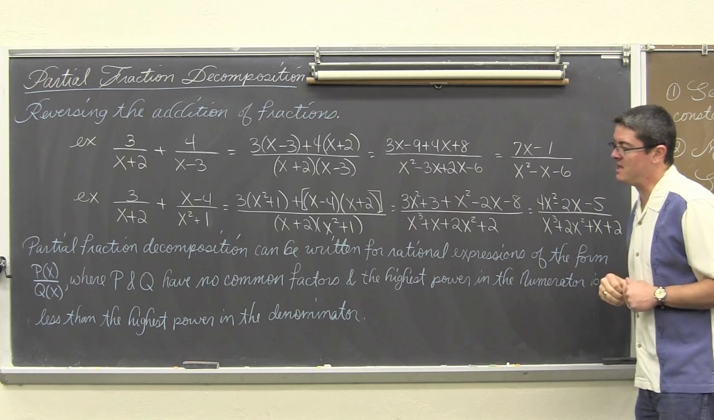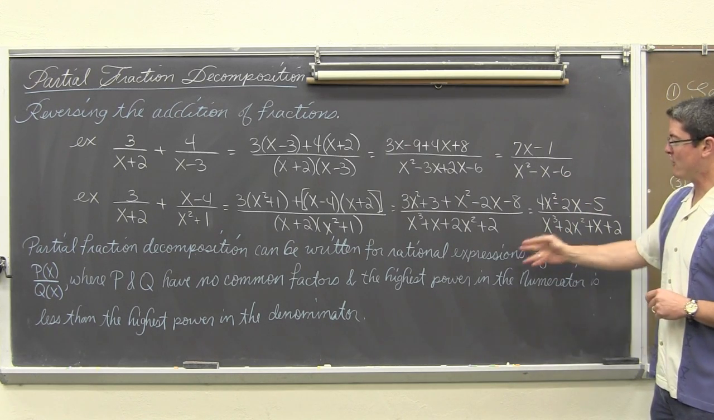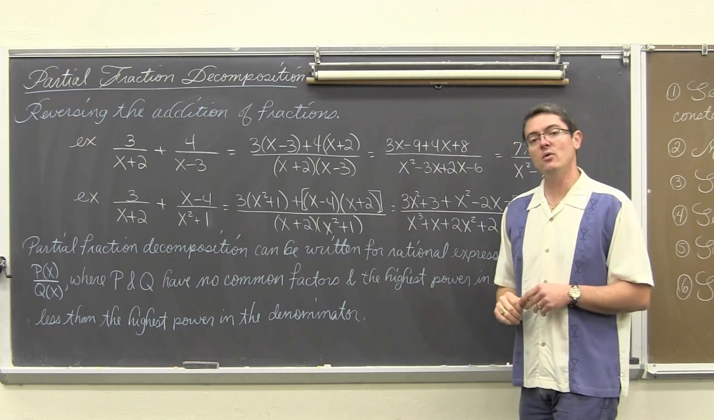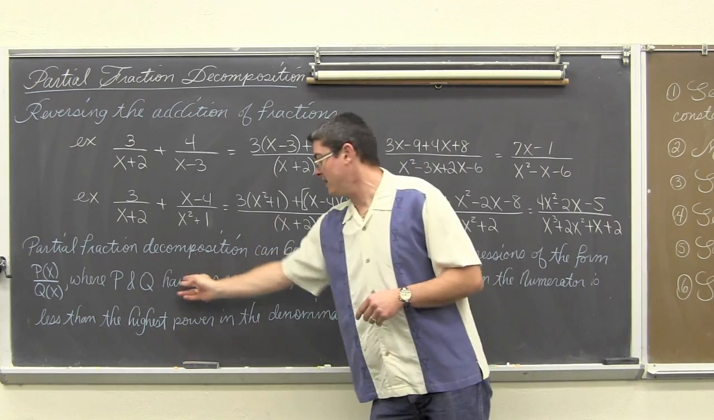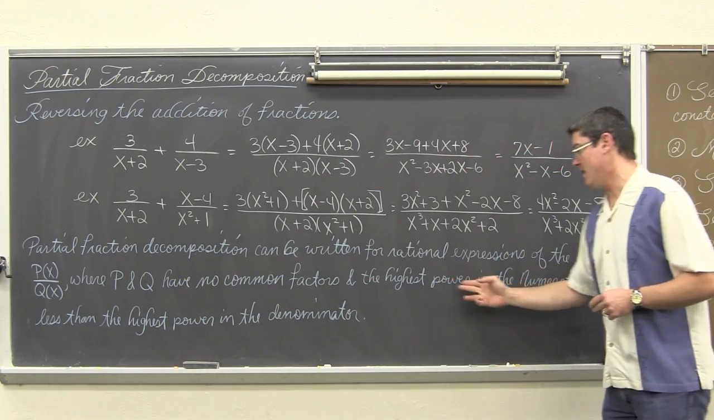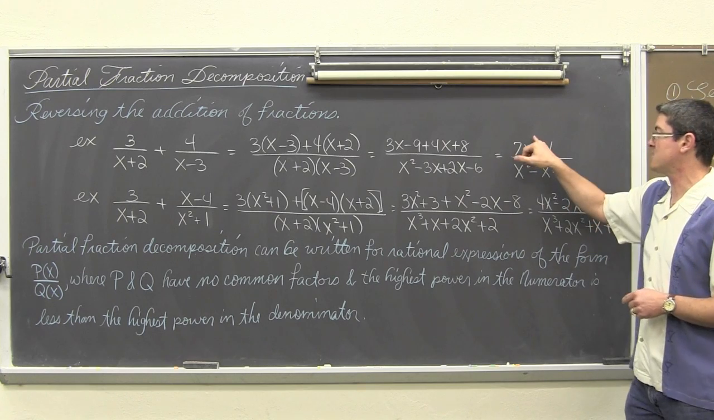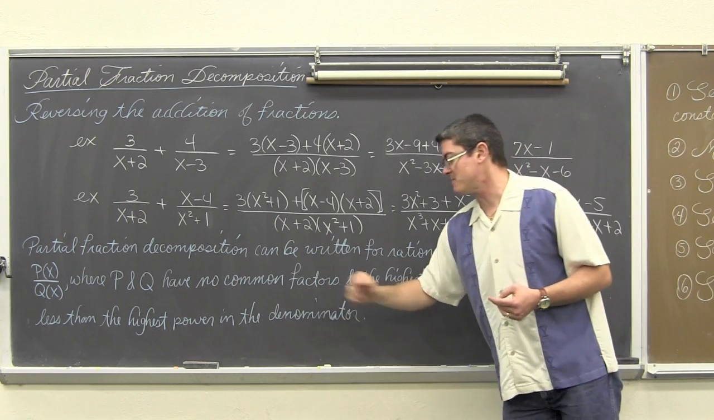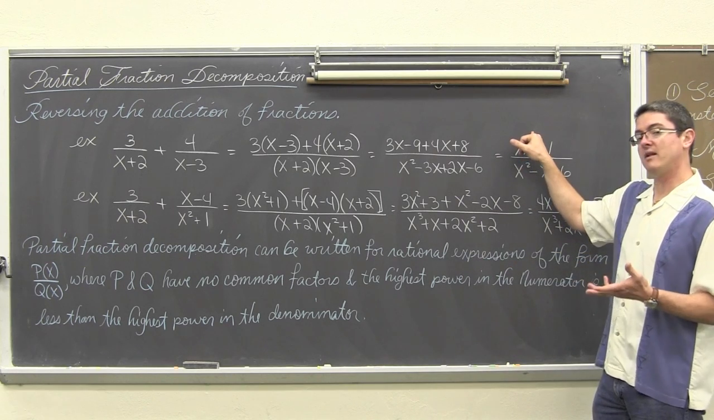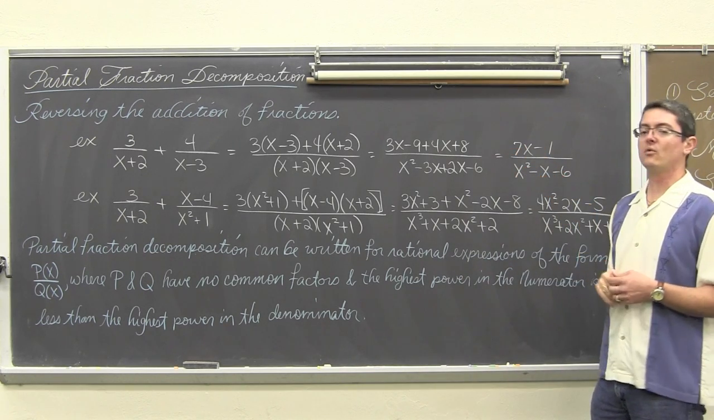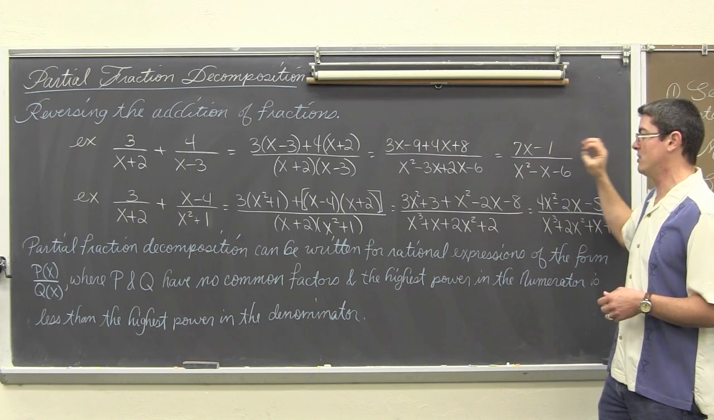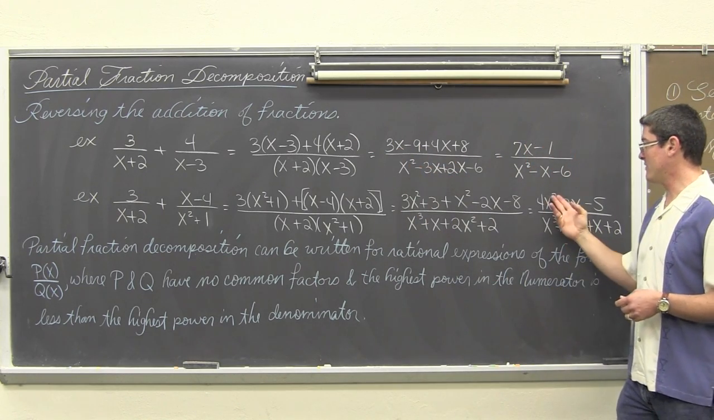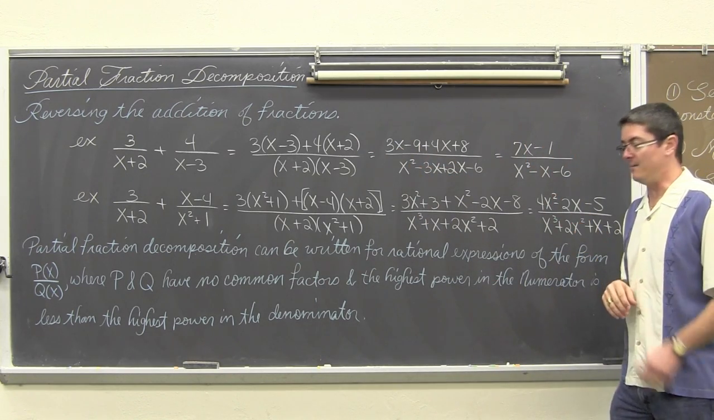So, partial fraction decomposition can be written for rational expressions of the form p of x over q of x, where p and q have no common factors, and the highest power in the numerator, in this example it's 1, is less than the highest power in the denominator. So here we have a final answer with a degree of 1 and a degree of 2. So we should be able to reverse this addition process. Same thing here, we have a degree of 2 and a degree of 3.